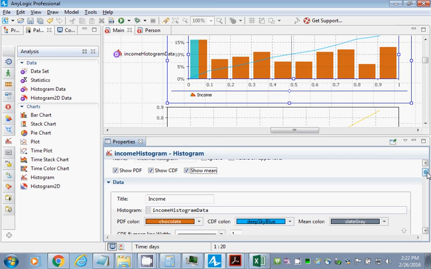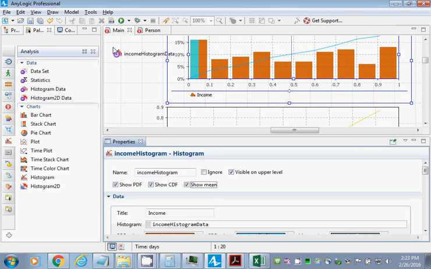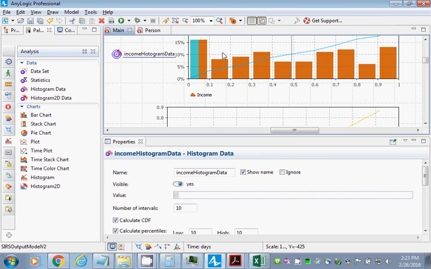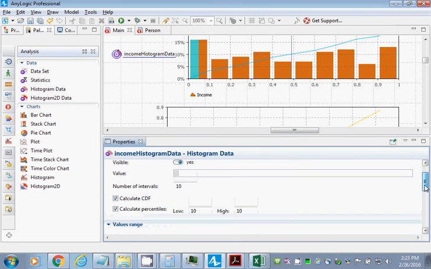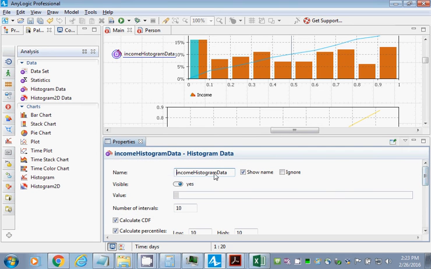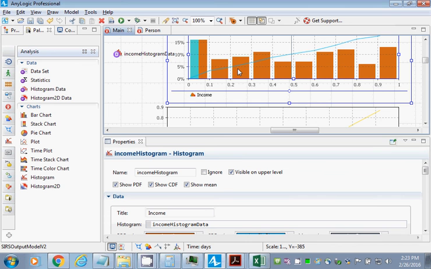Which data did you go to? Sorry, this data. So I dragged in a histogram data object, and I named that income histogram data. I did check calculate percentiles there, but otherwise left it unchanged. And then I did an income histogram. Are we okay with this? Okay.